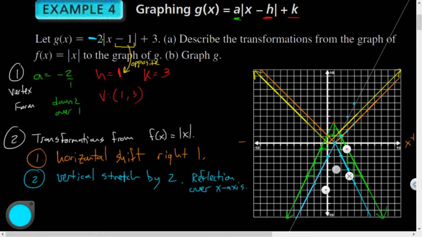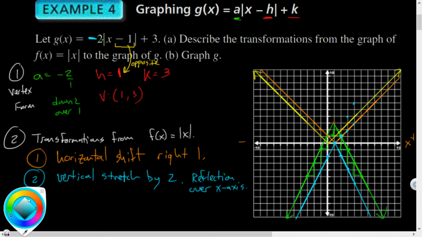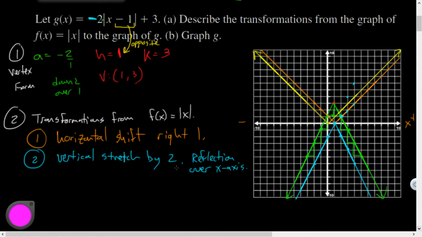All right, so that's what happens, but I'm still not done. Hopefully I'm going to get this to be the green graph. I've got one more transformation. I'll do purple for this. The last thing that happens, so I subtracted 1, then I multiplied by -2. The last thing that happens is this +3. What does the +3 on the outside do to a graph? It's going to be not a horizontal shift, but a vertical shift up 3.